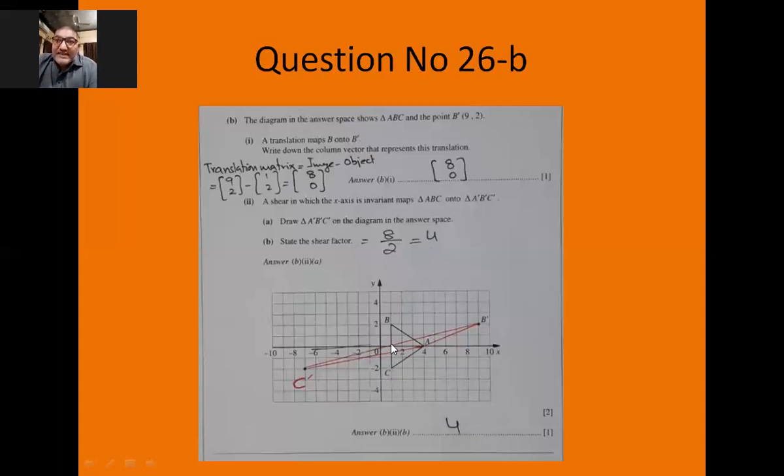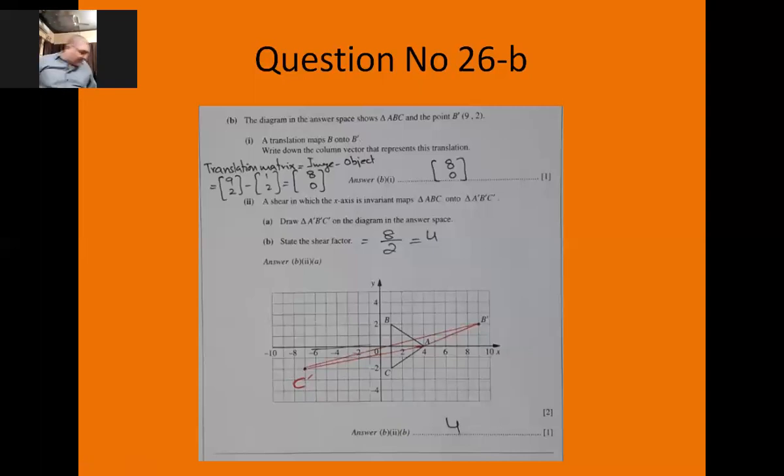Okay, so point C is below the invariant line, and it's a shear. It's 2 steps below the invariant line. For a positive shear factor, the points which are below the invariant line will move to the left side. So it will move 8 steps to the left: 1, 2, 3, 4, 5, 6, 7, 8. So C prime will be here. And this is how you will do this question.